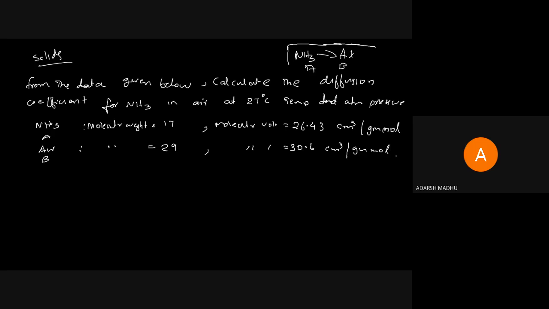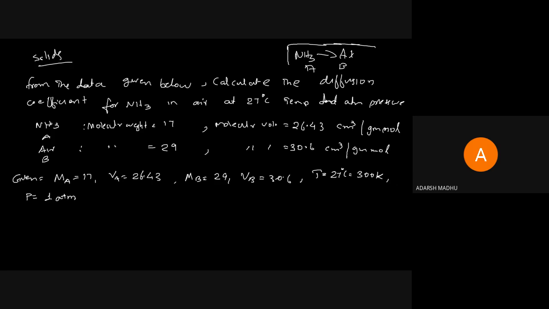So our equation is there to find out the diffusion coefficient. Given data are MA, as MA means of NH3. MA is given as 17. VA is given as 26.43, and write the particular unit here. MB is given as 29, VB is given as 30.6, right? And temperature is given as 27 degrees Celsius, which is equal to 300 Kelvin. Pressure is given as 1 atm, atmospheric pressure.